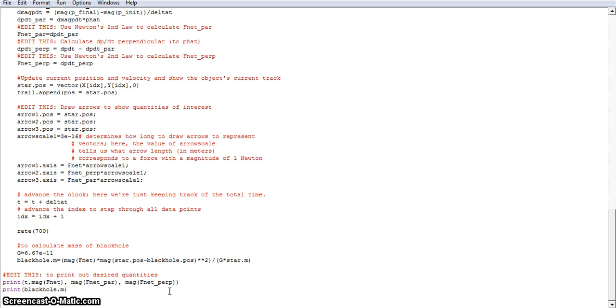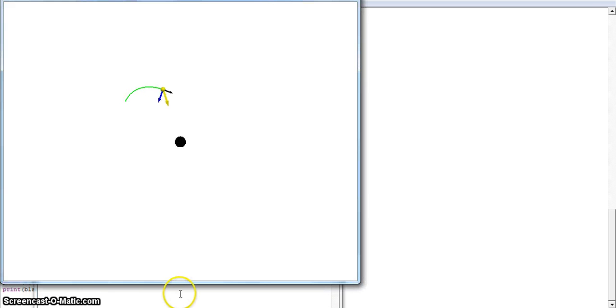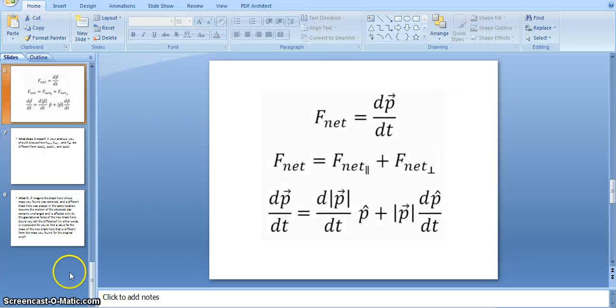And if I run my code right here, as you can see, the black arrow is in the direction of the velocity or in the motion. The yellow arrow is the perpendicular component that will always point towards the black hole, and the blue arrow is the parallel component. So let's move on to the questions.